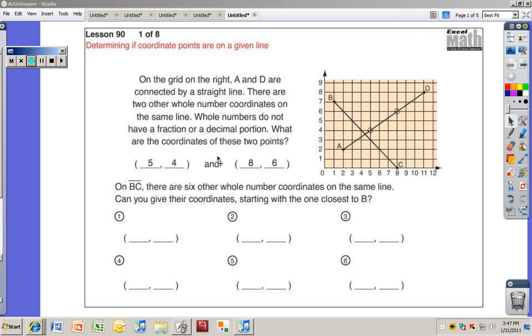Fifth grade Excel, lesson 90, determining if coordinate points are on a given line. So you have to be really good at those coordinate points on this, and you're going to draw a line on these. Pretty tricky lesson, so you're going to want to pay real close attention to this.